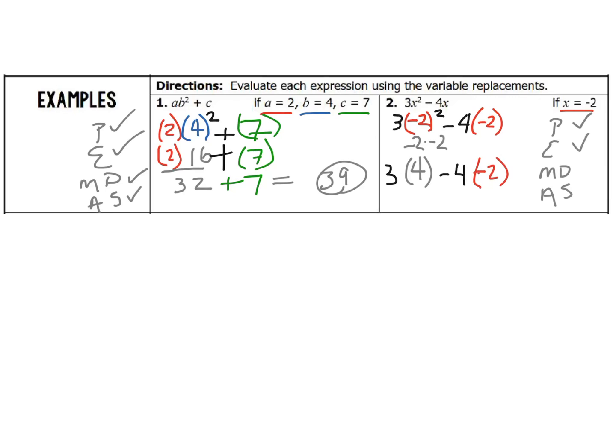Now I'm looking for multiplication or division from left to right. So I've got 3 times 4 right here is 12. And also a -4 times a -2 here, which will give me a +8. So I've done multiplication all the way through. Now addition, subtraction, obviously 12 plus 8 is 20.